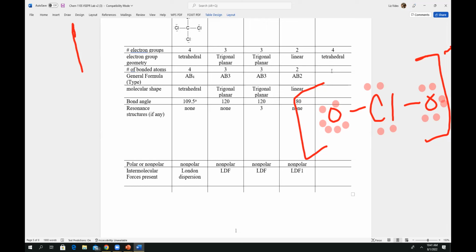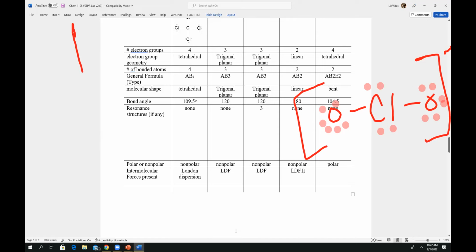How many are bonds, though? Only 2, right? So that means that this is an AB2E2. First E we've had. So what does this mean? This means this is a bent. The angle for a bent coming from a tetrahedral is 104.5. And do we have any resonance structures? No, because we do not have double bonds. Is it polar or non-polar? It's polar. Why is it polar? Because we have lone pairs around the central atom that would make this an imbalance of charges.